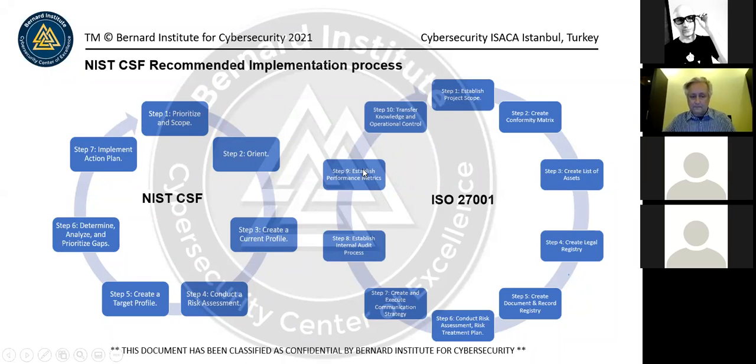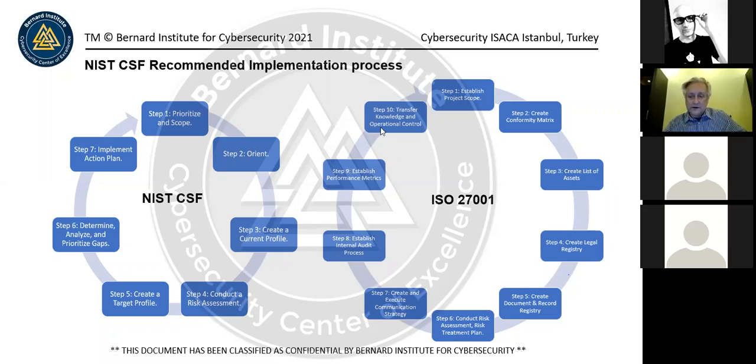Internal audit, there are quality managers that make sure the processes are running and help us to fix the gaps by providing good insights into the organization. Establishing performance metrics and transferring knowledge and operational control. So sharing knowledge about what's going on. So you can see 10 steps versus 7.